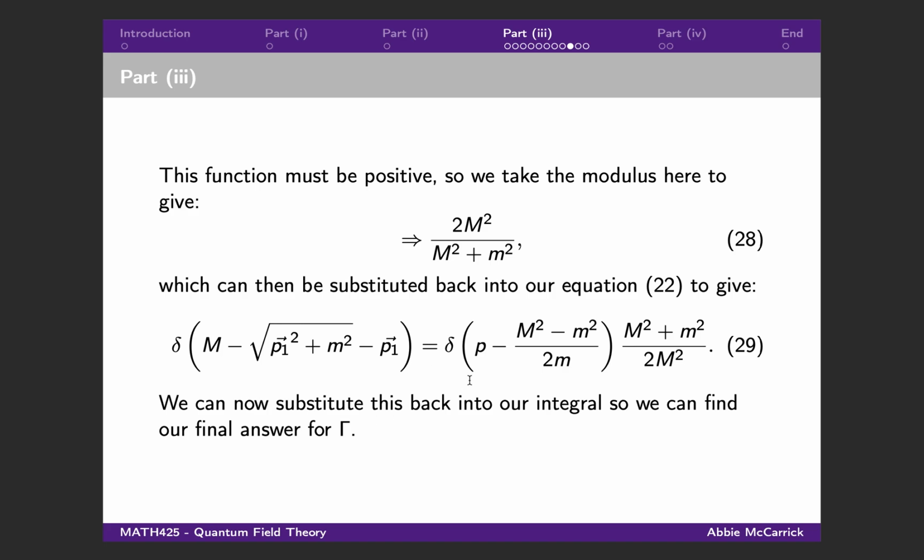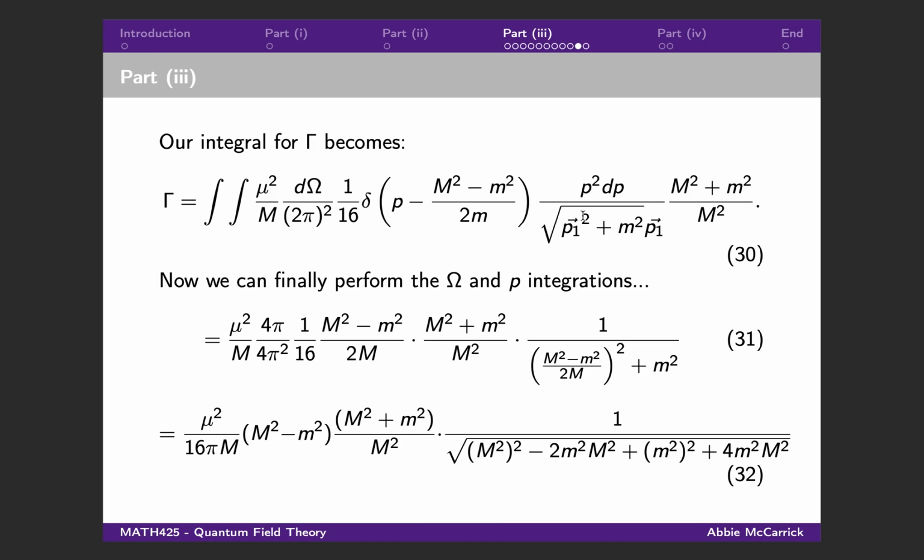So we can now substitute back this expression for the delta function, or equation 29, into our original integral for gamma, which is what we're looking for as our final answer, as follows here. So we've put that into our delta function there and there, and then this is our integral as it stands now. So we've got the double integral mu squared over big M d omega, 2 pi squared, 1 over 16, delta function there, and then we've got p squared dp over square root p1 squared plus m squared p1, and then we've got big M squared plus little m squared over big M squared.